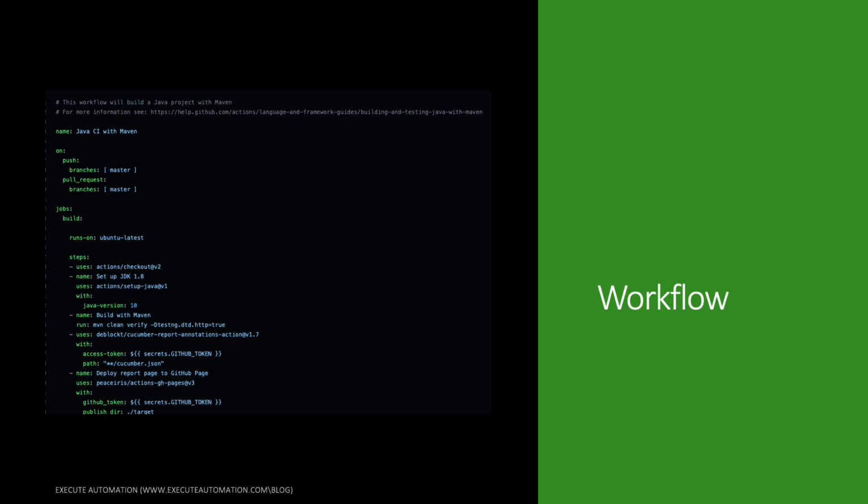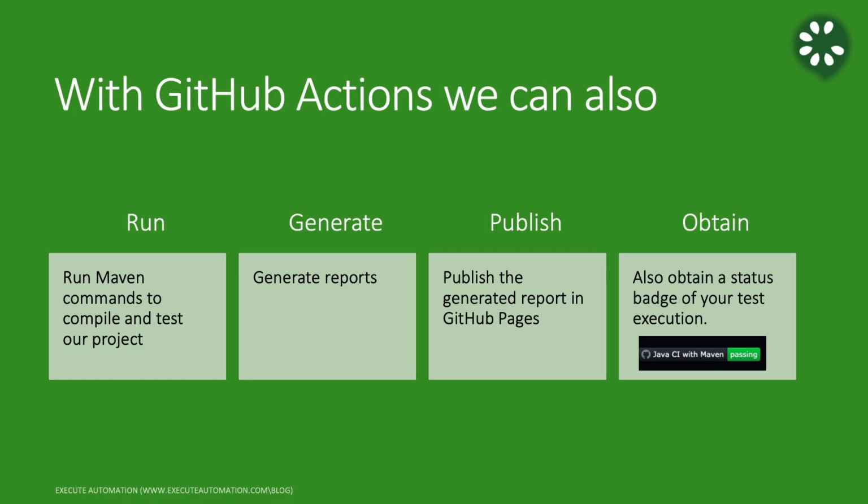We will talk about all those things in this whole video, but this is what the workflow is going to look like. It's going to be super simple, very easy to understand. You can get a lot of documentation on the internet. With GitHub Actions, as I told you, we can run a Maven command to compile and test our project, as you saw on our earlier slide.